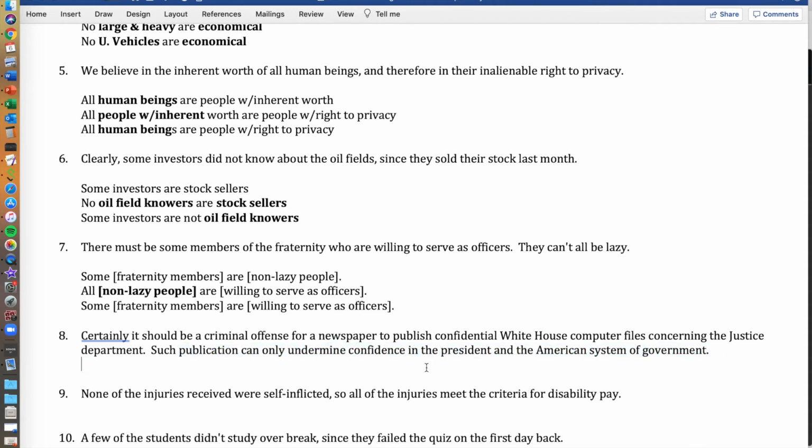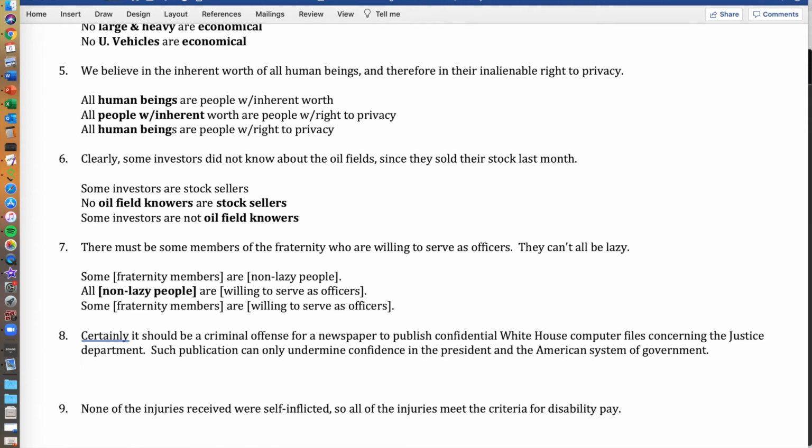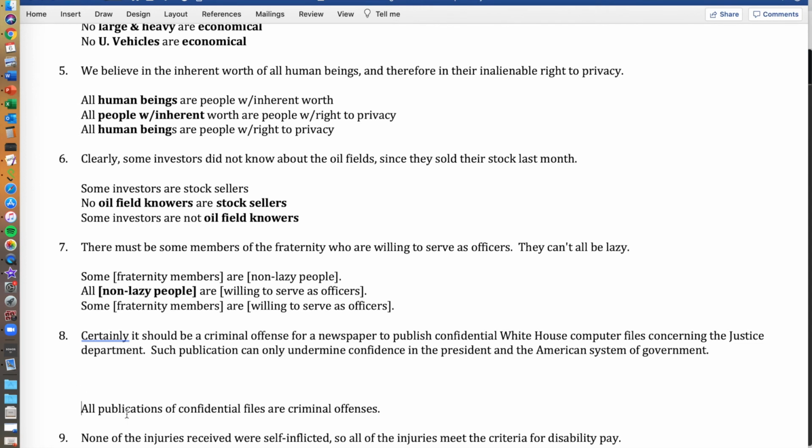Now, we translate these into standard logical form. We'll start with that first statement, which as the claim becomes the conclusion in the syllogism. It should be a criminal offense for newspapers to publish confidential White House computer files concerning the Justice Department. A really long term here. So let's abbreviate and let's make that all publications of confidential files are criminal offenses. And again, if you used a little bit different abbreviation, that's fine as long as we're clear about what those terms represent from the natural language statement.